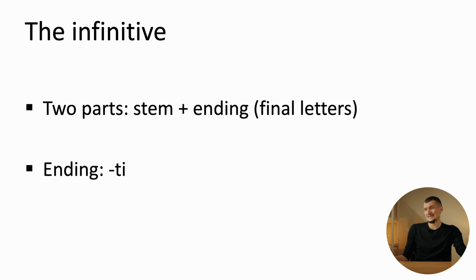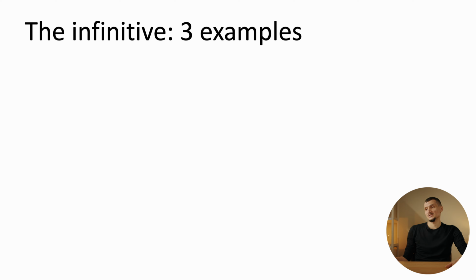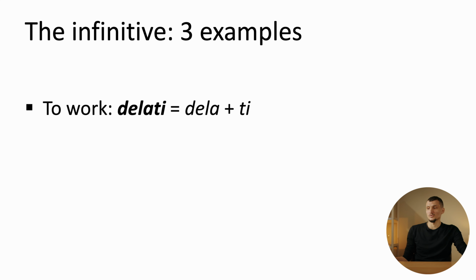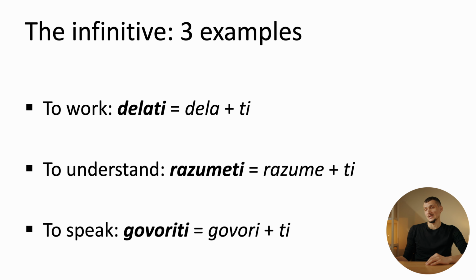So the ending in Slovenian with the infinitive of verbs is the vast majority of the time ti. Very rarely it's chi rather than ti, but ti is the main one to remember right now. And so here we have three examples of the infinitive. For example, delati, which we can break down to dela plus ti, which is to work, or razumeti, which is to understand, which we can break down to razume plus ti, and to speak, which is govoriti, which we can think of as govori plus ti.